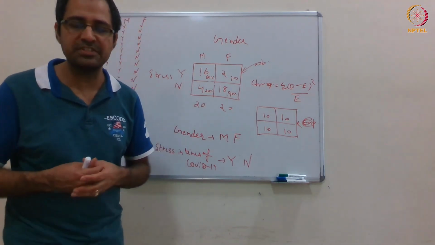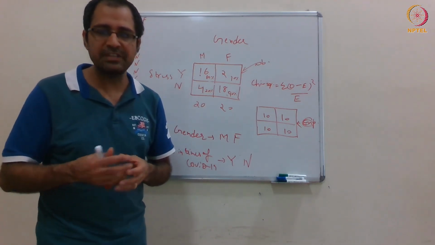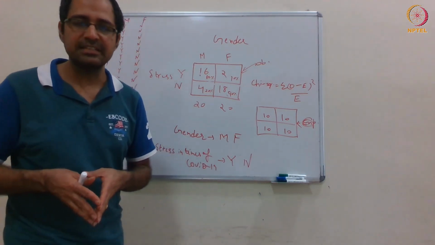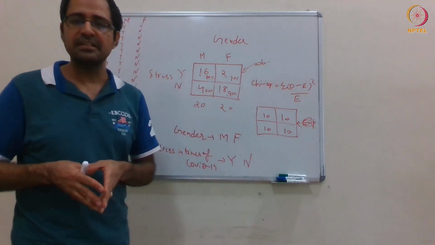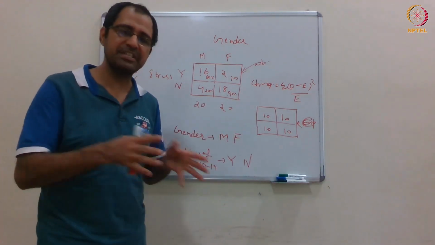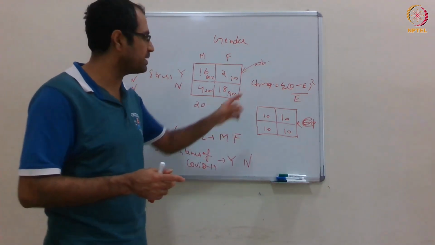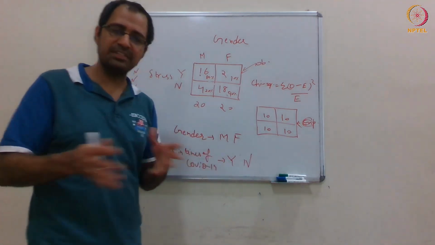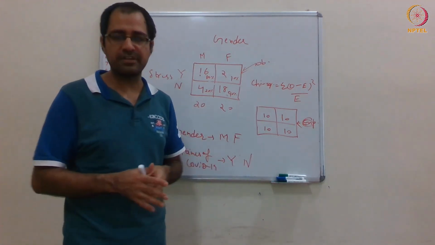If that value is beyond a critical value, then you say that there is a difference. There is a difference between feeling of stress between males and females. If that particular chi-square value is within the critical value, less than the critical value, then you say there is no difference.